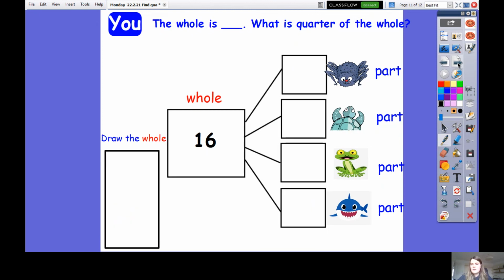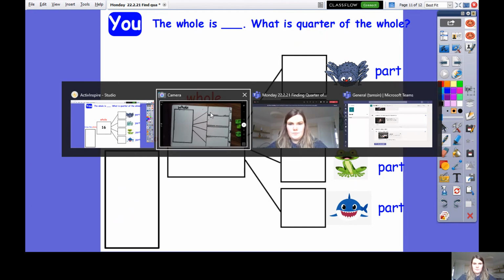Okay, this one I want you to do by yourself. Now you're going to be drawing in your part whole model this time. Okay, so if you haven't done your part whole model, now is the time to have a go. Okay, you can have a look at my part whole model very quickly. Miss Bamford's just clearing it so you can have a look. Here we go. Here is my part whole model.